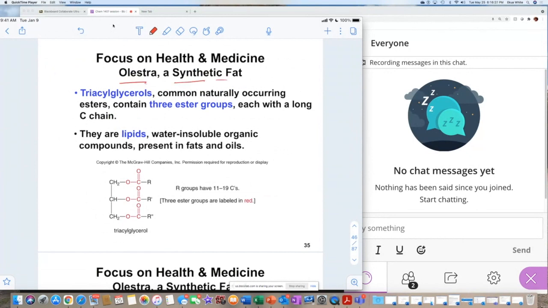Olestra is synthetic fat. So we're told triacylglycerols, a commonly naturally occurring ester, contain three ester groups. So it's called tri as in three, acylglycerol, each with a long carbon chain, okay? They're lipids, water insoluble organic compounds present in fats and oils. Triacylglycerols are usually called triglycerides. That's kind of hard to say, triglycerides.